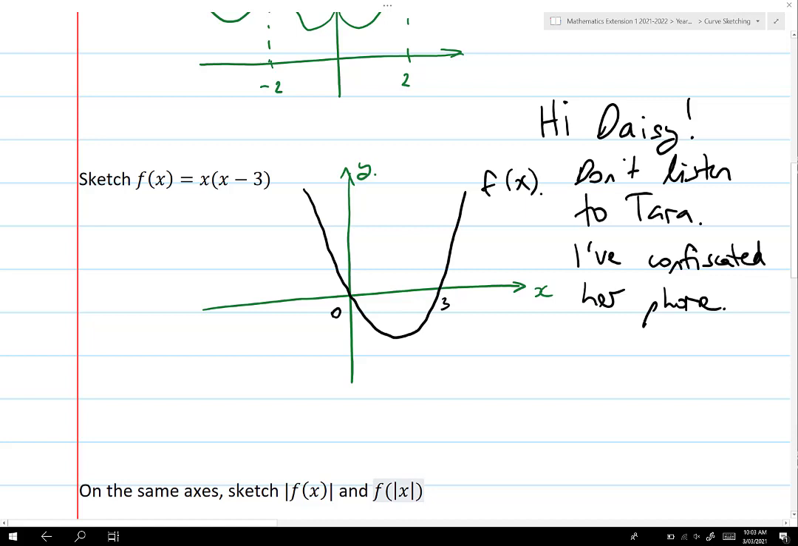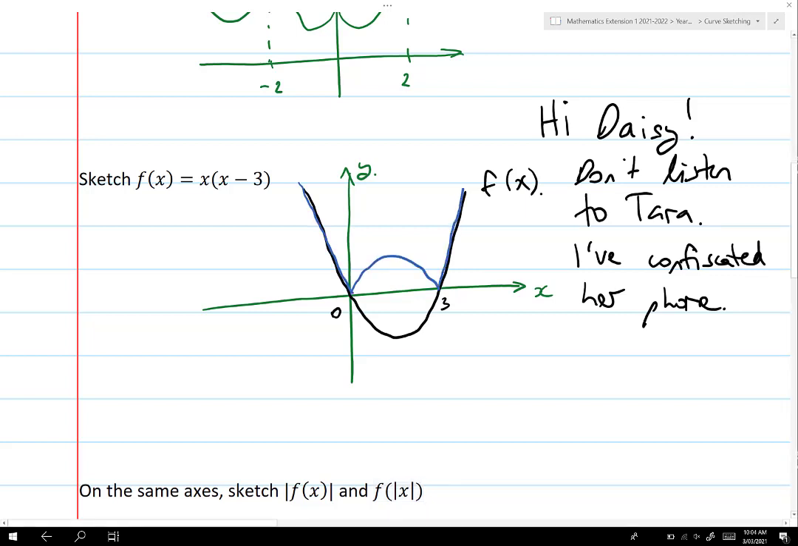Alright, so now we've got to sketch the absolute value of f(x) and f(absolute value of x) on the same axes. We'll use 3 different colours, obviously. So what does the absolute value of f(x) look like, do you think? So only in the top. Just those top two. And it's a parabola. No, you put the curve at the top, the opposite. Yeah, it's just that.